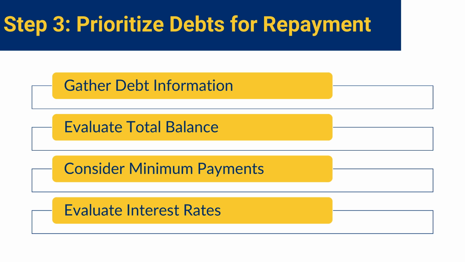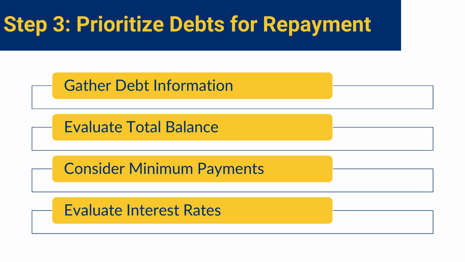1. Gather debt information. Gather all relevant information about your debts, including outstanding balances, interest rates, and minimum payments. Organize this information on a list or spreadsheet for easy reference. 2. Evaluate total balance. Assess the total balance of each debt relative to your financial situation. Prioritize debts with lower total balances, as they may be easier to pay off quickly.